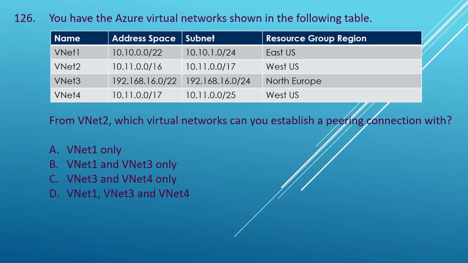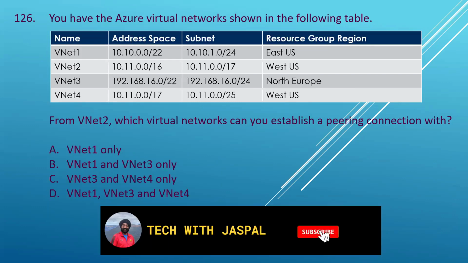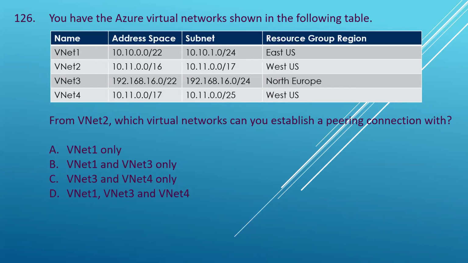Let's look at the next question. You have the Azure virtual networks shown in the following table. There are basically 4 virtual networks: VNet 1, VNet 2, VNet 3, VNet 4, and their address spaces and subnets are mentioned, along with the regions where they are hosted. You can see the virtual networks are hosted in different Azure regions. And when it comes to VNet peering, Azure allows peering across regions as well. So you should know this while answering this question.